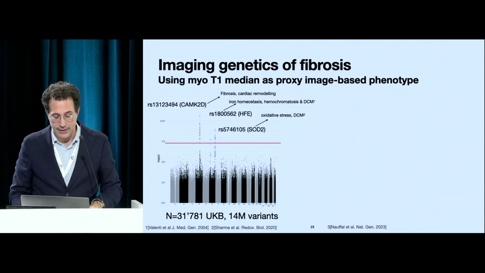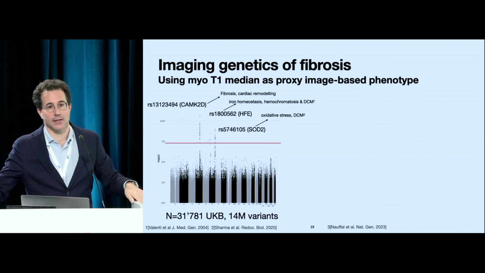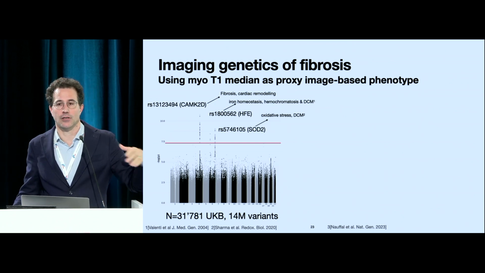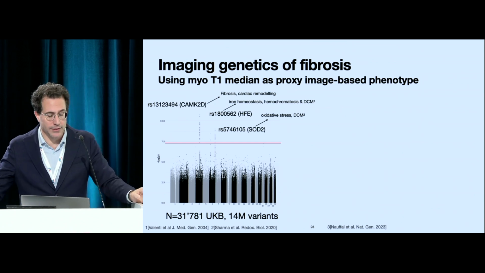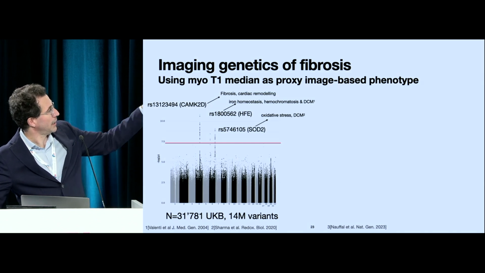And what we find is actually super interesting. We have 3 hits here. The bar is genome-wide significance, so it's Bonferroni corrected, a very harsh, very conservative correction for multiple comparisons. We find 3 hits: CAMK2D, HFE, and SOD2.